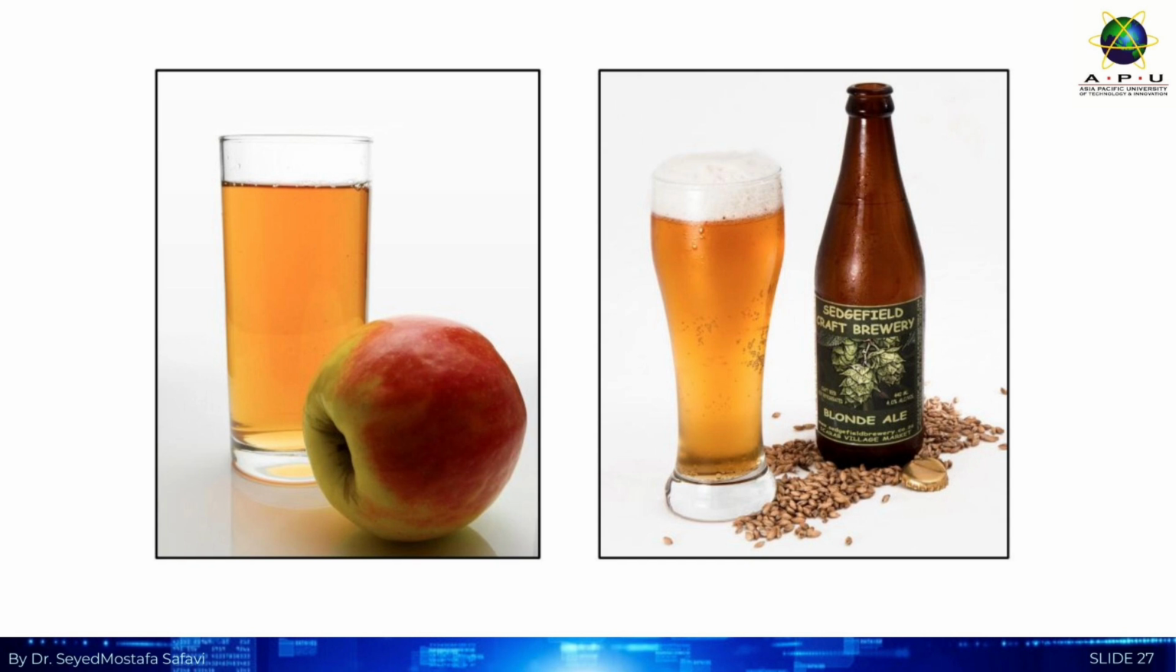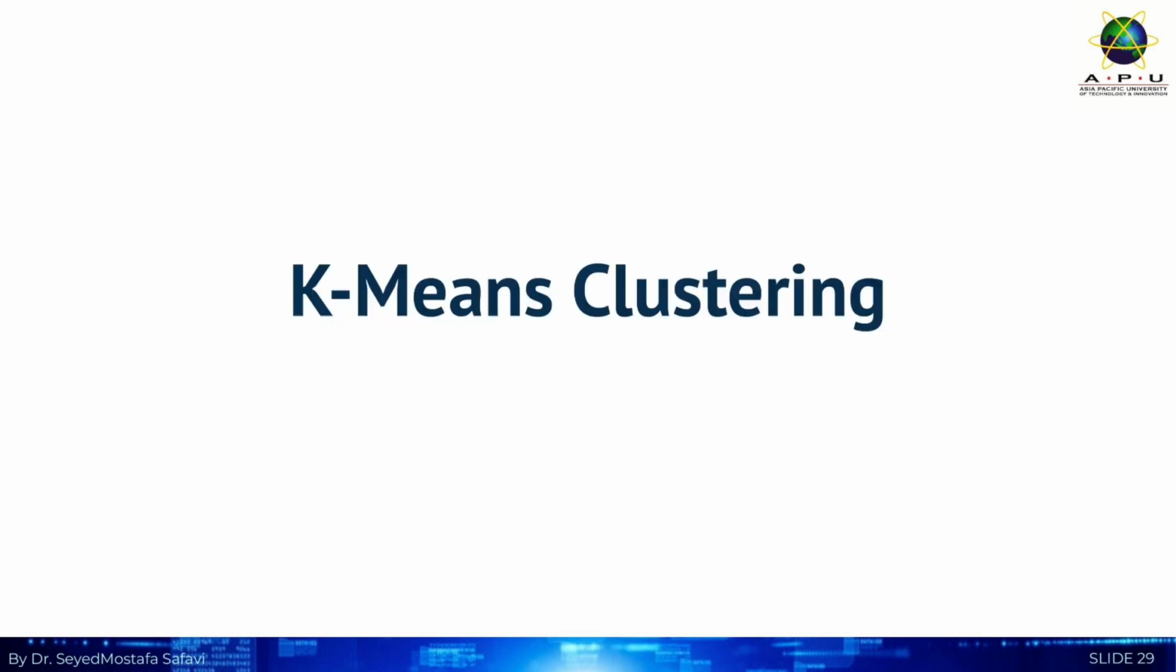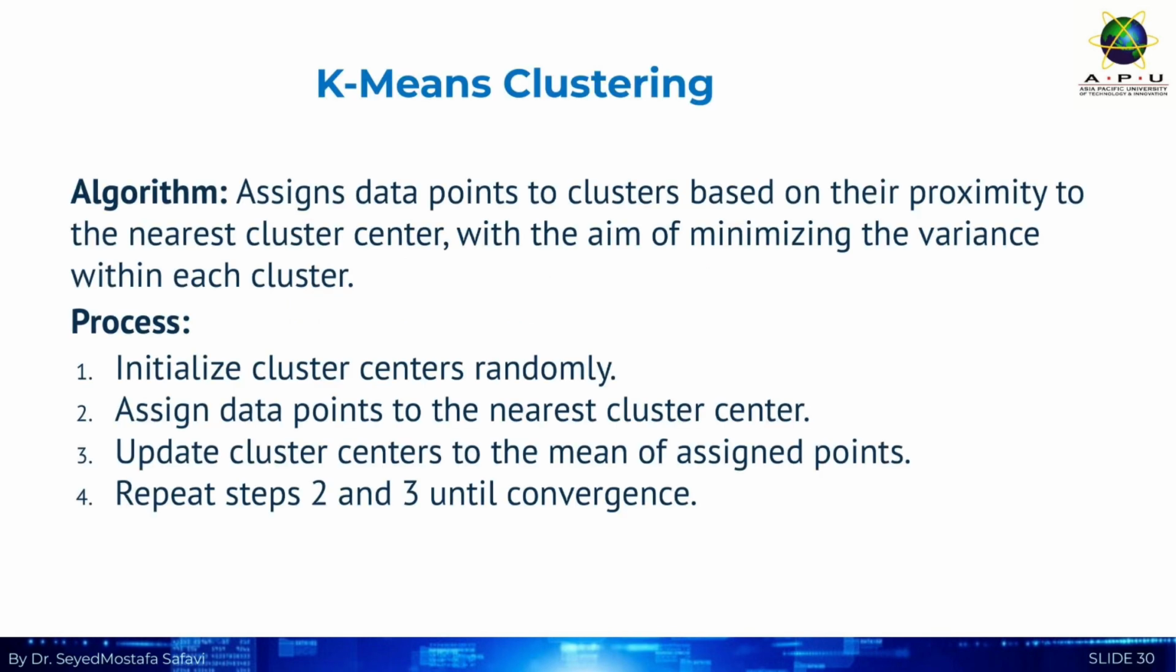Among the many clustering algorithms, k-means clustering is a great place to start. It's straightforward, easy to implement, and very effective for many problems. The k in k-means simply represents the number of clusters we decide to look for. The k-means algorithm is all about assigning data points to clusters based on their proximity to the nearest cluster center and trying to minimize the variance within each cluster.